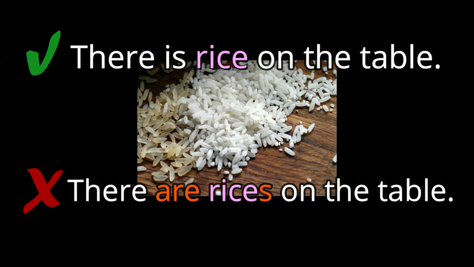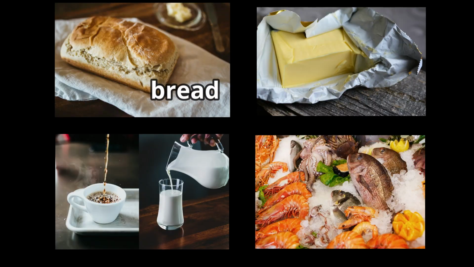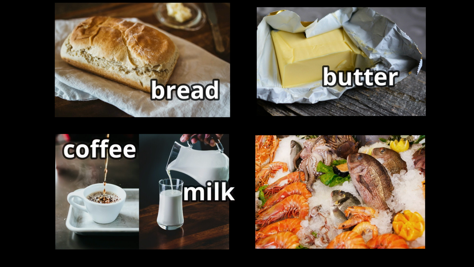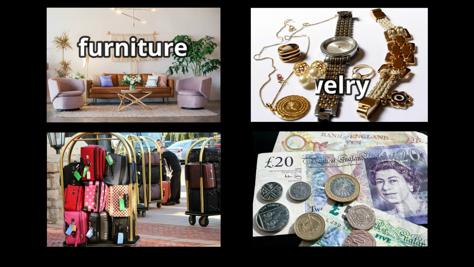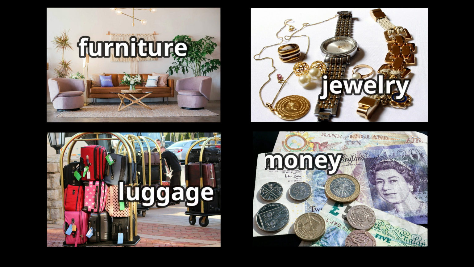Here are a few more examples of uncountable nouns: bread, butter, coffee, milk, seafood, furniture, jewelry, luggage, and money.